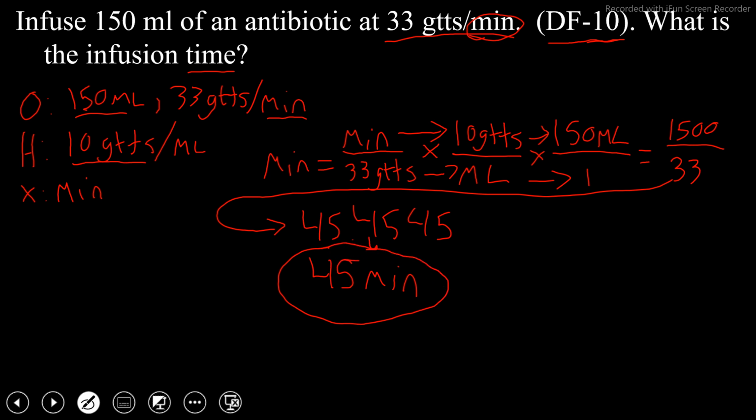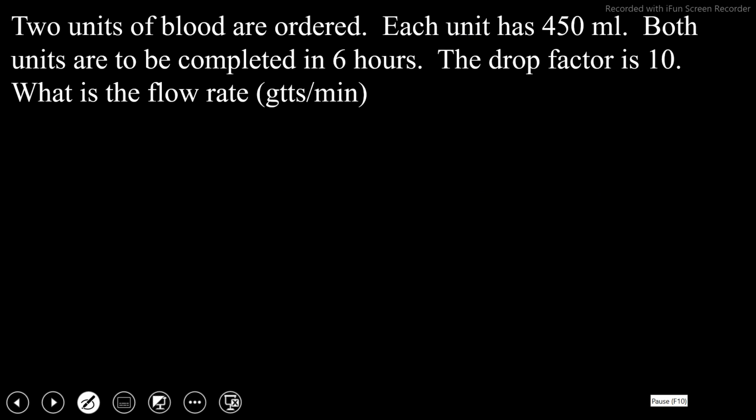Next problem, 2 units of blood are ordered. Each unit has 450 mL. Both units are to be completed in 6 hours. The drop factor is 10. What is the flow rate in drops per minute? So we want our drops per minute.